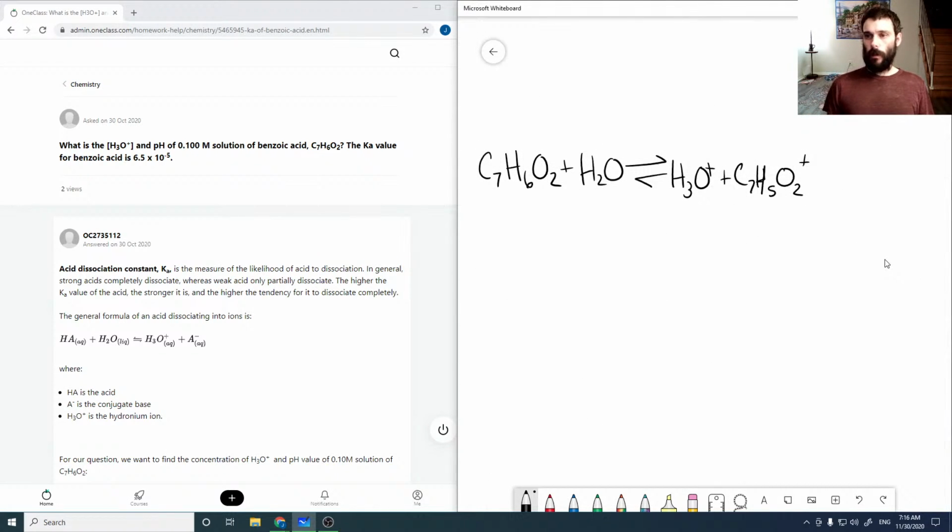Okay, so, all right. And it's given that our Ka is 6.5 times 10 to the minus 5. And then our starting concentration is 0.100 molar. Now, to find our concentrations at equilibrium, we can use our ice table. Initially we have 0 of this and 0 of this. Water is our solvent, so we don't need to consider the concentration of that species, as it basically doesn't change.